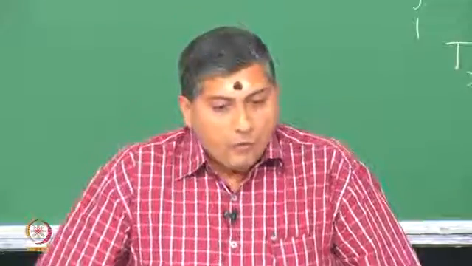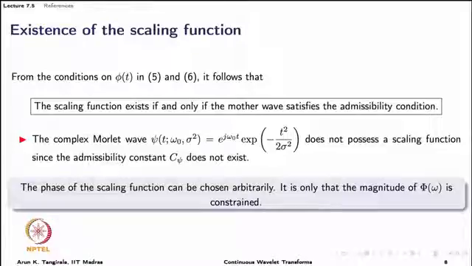And therefore, the scaling function exists if and only if the mother wave satisfies the admissibility condition. Consequently, the complex Morlet wave that we have does not possess a scaling function. Why? Because the admissibility constant for this particular wave does not exist. In other words, it is unbounded. The other way of saying it is that, strictly, this Morlet wave is not of zero average.